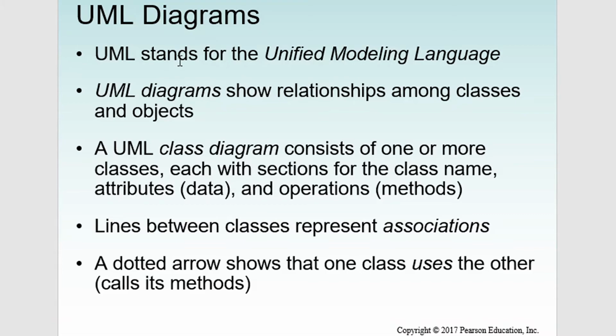UML diagrams. UML stands for Unified Modeling Language. UML diagrams show relationships among classes and objects. A UML class diagram consists of one or more classes, each with sections for the class name, attributes, the data, and operations, the methods. Lines between classes represent associations. A dotted arrow shows one class uses the other, calls its methods.